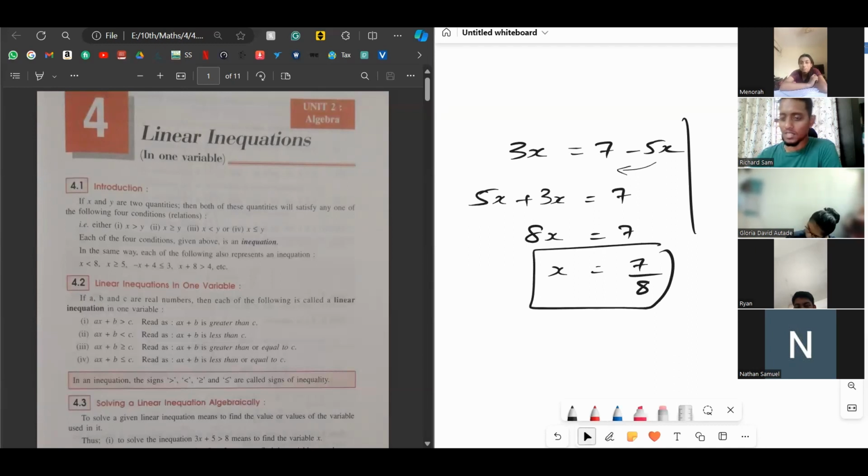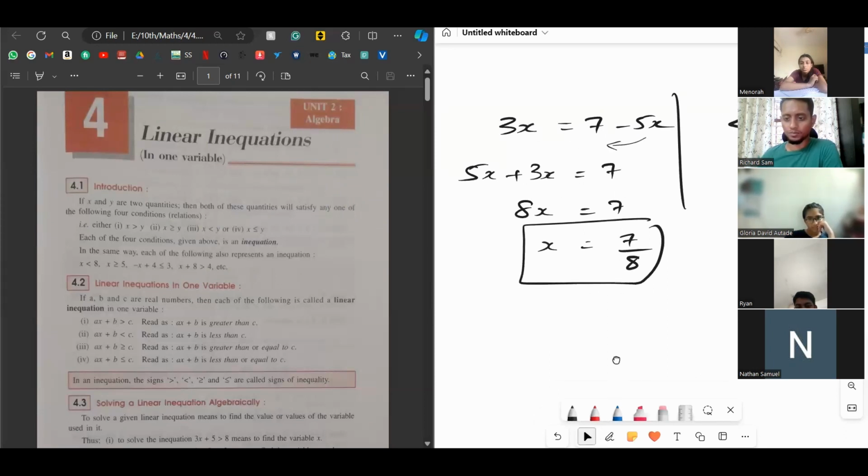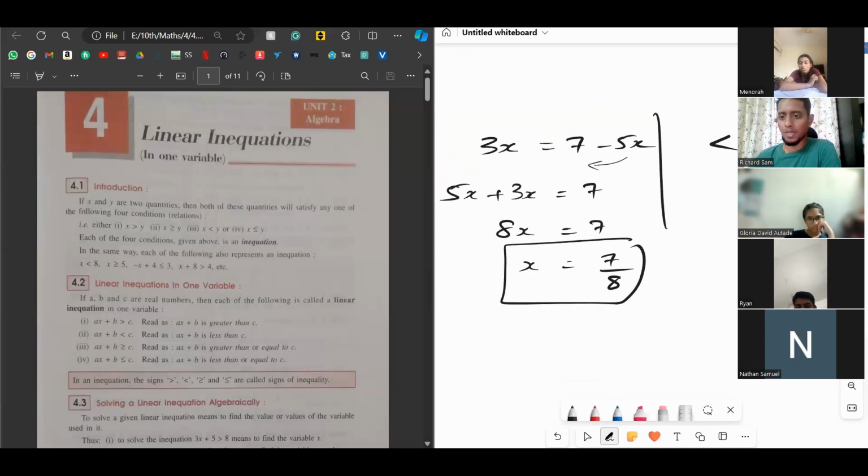Now we're going to solve this linear inequation. I'm using the same values. So on the left side, we'll put 3x. On the right side, we'll put 7 minus 5x. So you will solve it in the exact same way. No difference. So you'll take the minus 5x to the left. That will become plus 5x plus 3x less than 7. So 8x is less than 7. Then x is less than 7 upon 8. You see? Same. No difference. This is a linear inequation.